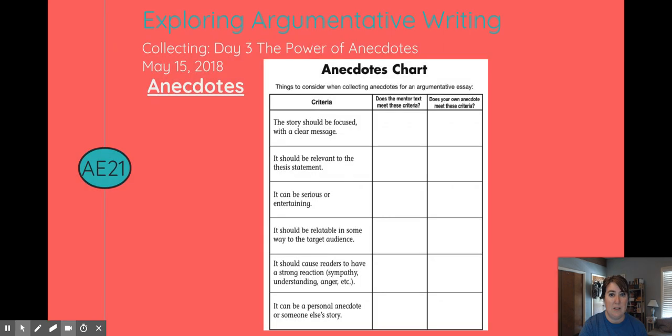So let's look. Is this story focused with a clear message? I would say it is. Is it relevant to the thesis? Remember, we said that her claim was that even if you experience a tragedy, you should use your tragedy for some sort of good.